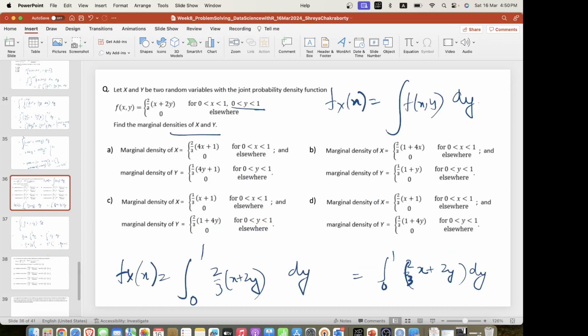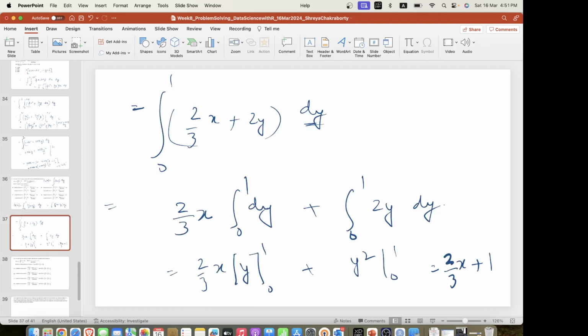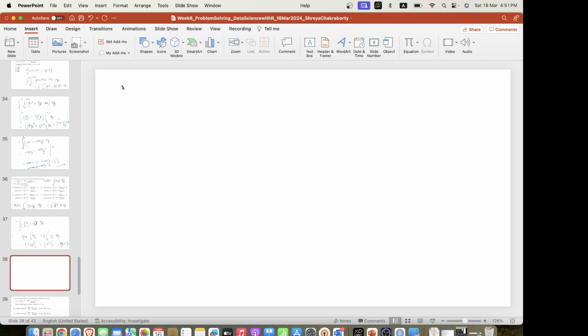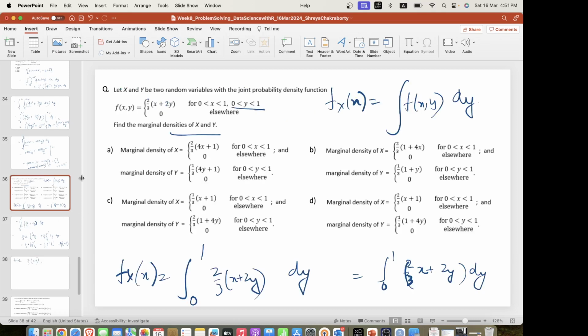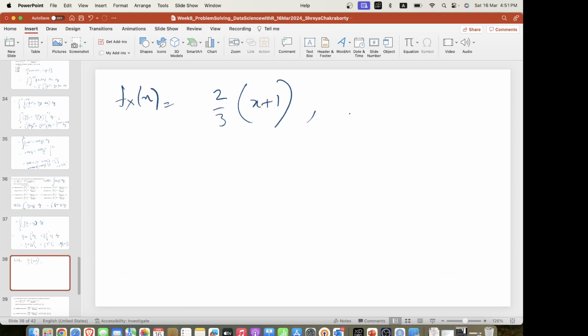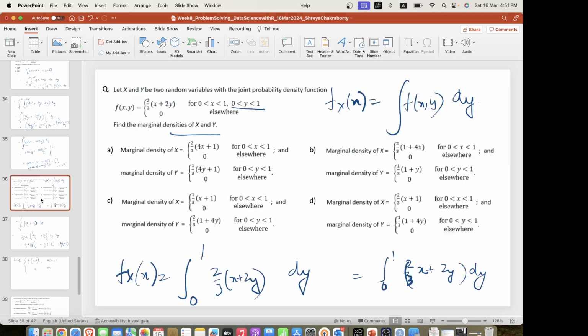Okay, one more thing. This is 2/3 common here, right? So this is 2/3 common, x plus 2y. So here also we would have 2/3. Okay, so this would be 2/3 (x plus 1). So then the marginal of x, f_X(x), is 2/3 (x plus 1), and the range of x is 0 less than x less than 1, and 0 otherwise. Okay. So which one is matching? This one. This is the marginal distribution of x.